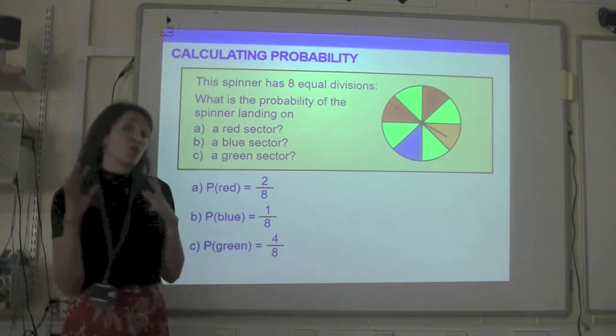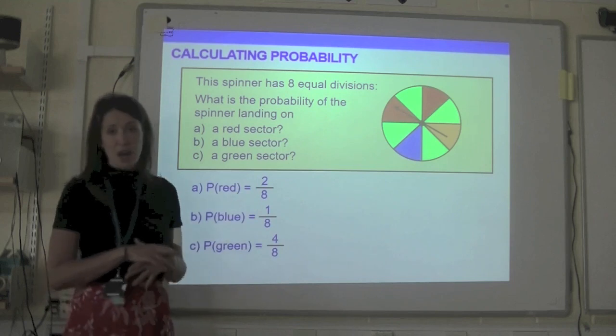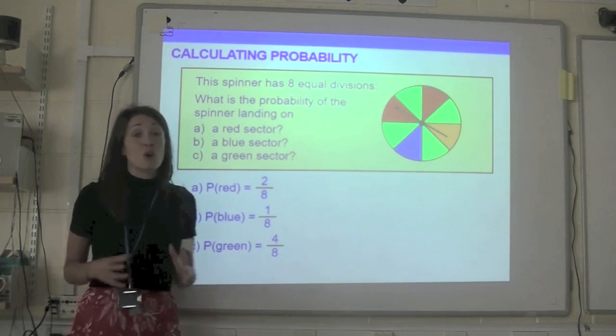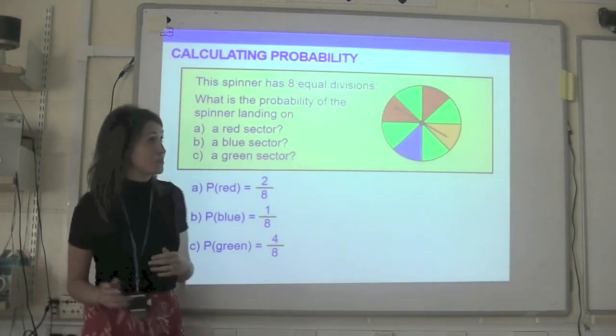Some of you will have already noticed that I haven't simplified these fractions. And probability is the one time in maths where we do not have to simplify our fractions.